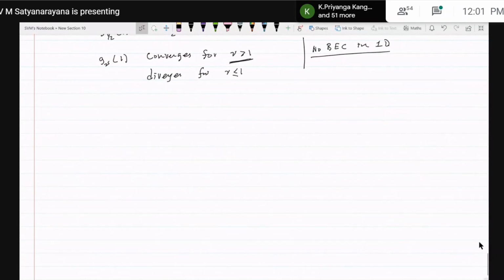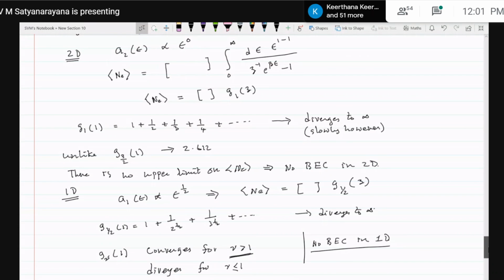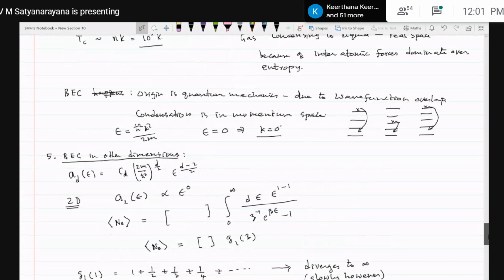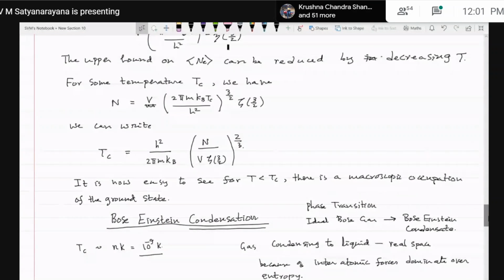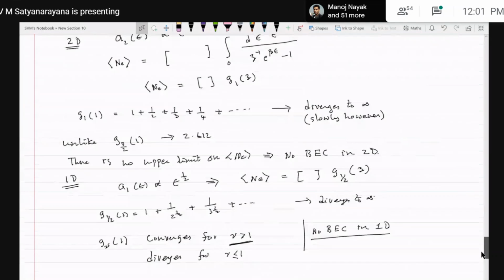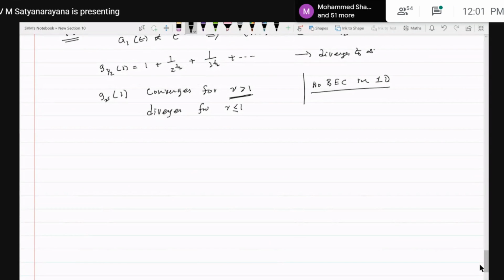So, one small doubt: since the Bose-Einstein condensate is not significant in the real space, it is only considered in the momentum space, right? No, what I'm trying to say is that I'm trying to distinguish between gas and liquid. This is also called condensation, right? Gas to liquid condensation, and Bose-Einstein condensation.